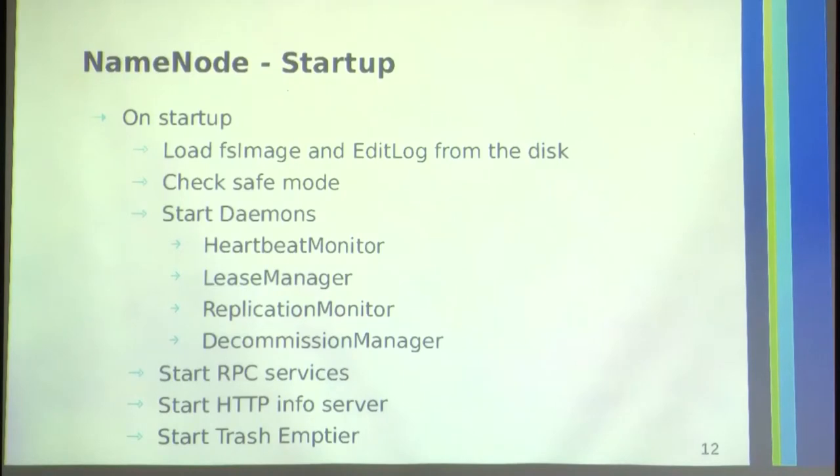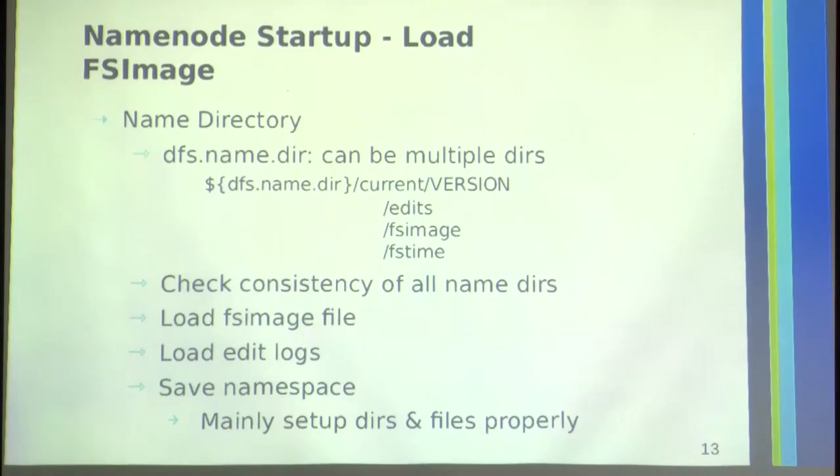There's a replication monitor that's going to make sure that the number of replicated blocks is what it should be, so as data nodes go down or fail, or somebody changes the replication factor, the monitor will eventually make sure there are the right number of copies. And a decommission manager, I think that's for when you take data nodes completely out. I'm not sure exactly. There are remote procedure call services, and there's an HTTP server where you can go with your web browser and look at the status of the system, see if it's up and running, and even browse through the file system. And when people delete files, they go into a trash, like a regular operating system, and eventually the trash needs to be emptied to make sure you don't accumulate wasted space.